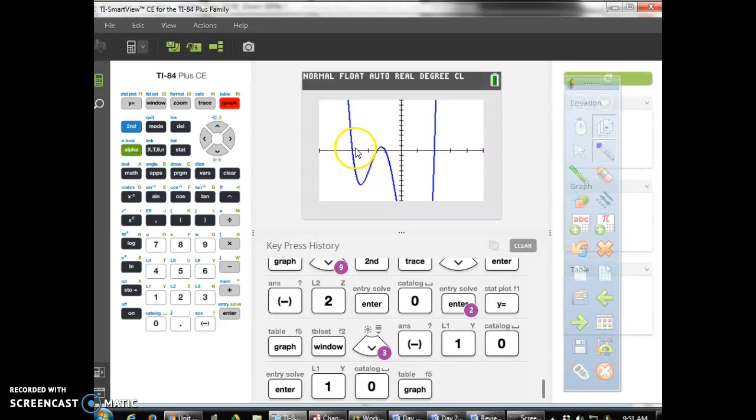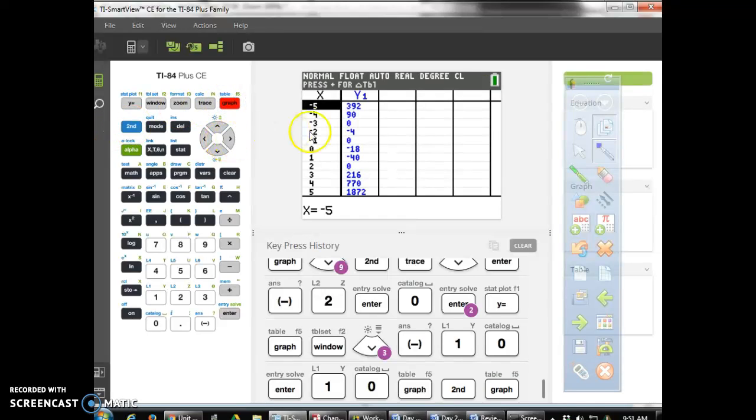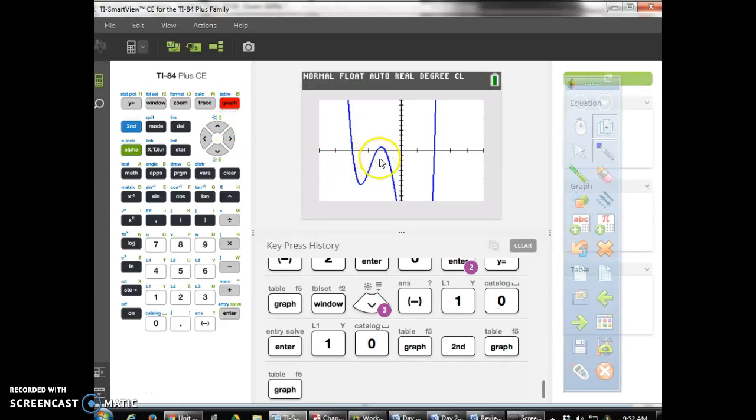Okay, so it looks like I may have one at negative 1, maybe one at negative 3, and maybe one at 2. I'm not really sure what that one is right there. I'm going to go to my data table and find the whole number roots, and I have one at negative 3, negative 1, and 2. Okay, so going back to the graph, what is this root right here? So that's the question. It looks like it may be halfway between negative 1 and negative 2. So maybe it's just a negative 1/2.